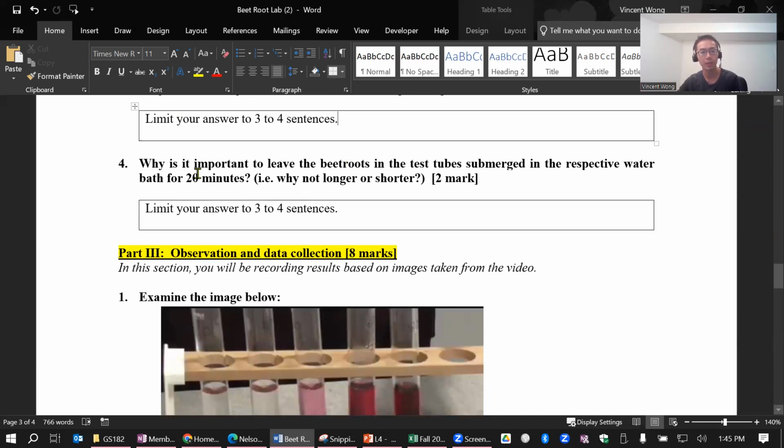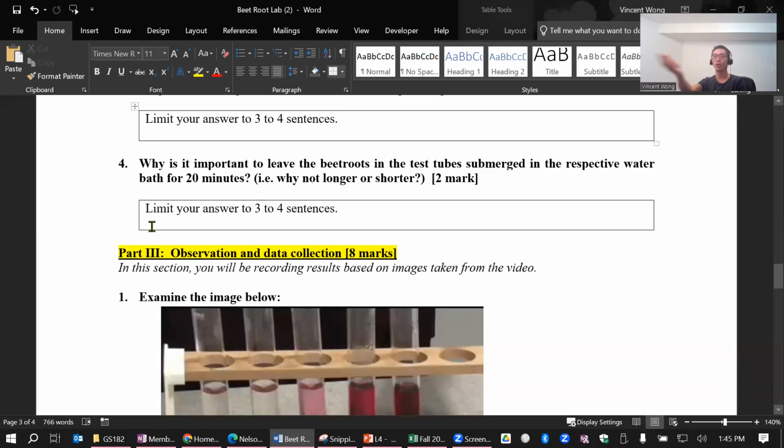Next one is another challenging one for some people. Why is it important to leave the beetroots in the test tube submerged in the respective water bath for 20 minutes? That is, why not longer or shorter? She did not explain why in the video. She doesn't say why 20 minutes, but I want you to think about why.